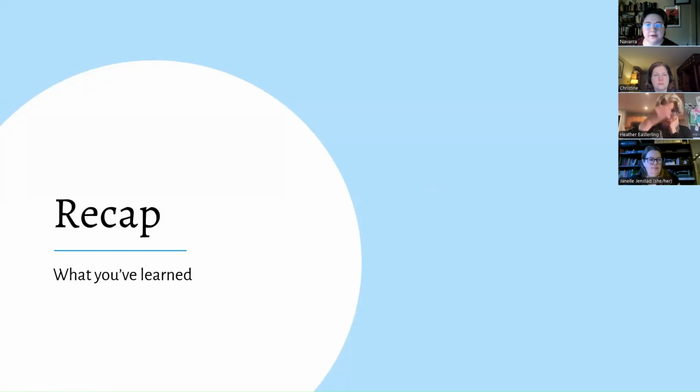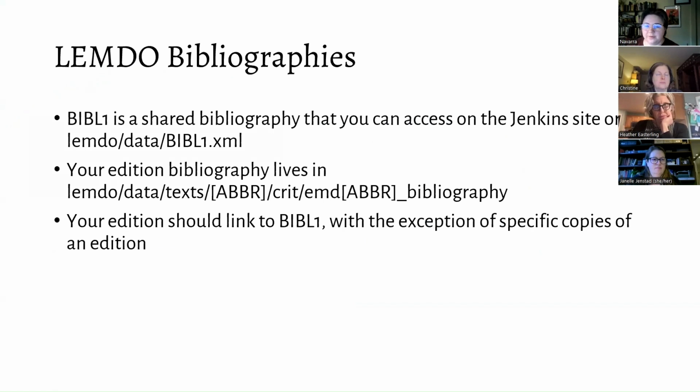So I'm gonna do a quick recap and then leave a couple of minutes for any more questions that kind of spring up. So first one we talked about today is that Bibl1 is a shared bibliography that you can access either on our Jenkins site or in Oxygen in LEMDO data /bibl XML or bibl1.xml.